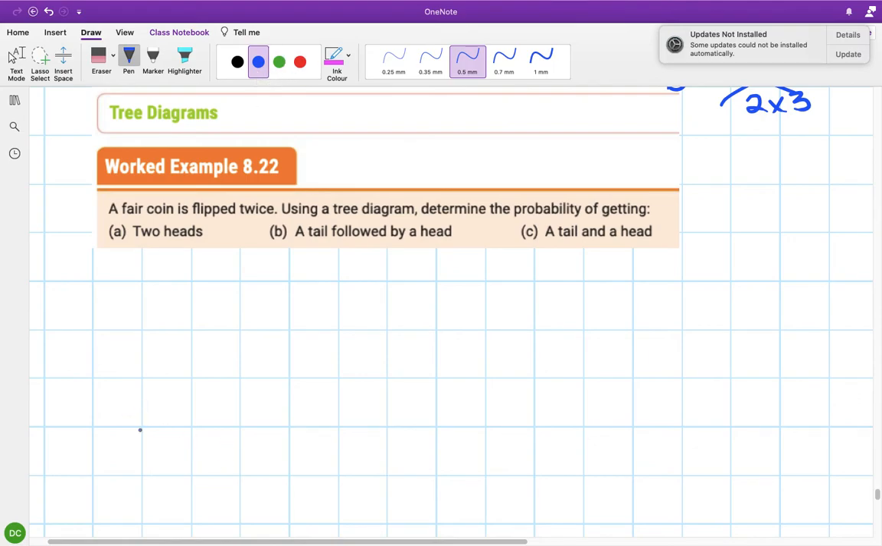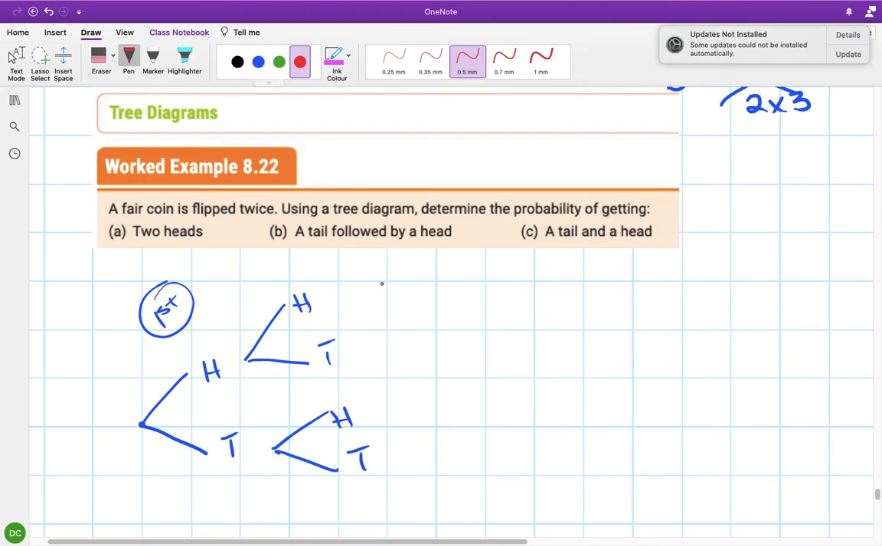Okay, so here's my dot, my root. If I flip a coin, there's two options, which means two branches, so heads or tails, and that's flipping it once. So if I flip it a second time, still two options, heads or tails, and two options, heads or tails. And then you work your way, do you remember, from the start to each of the four end points? So this one is head, head, this one is head, tail, this one is tail, head, and this one is tail, tail. Okay, so now I've got my tree diagram done.